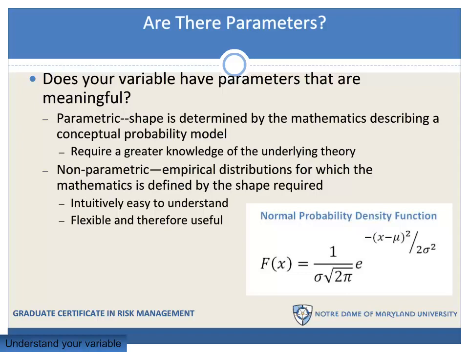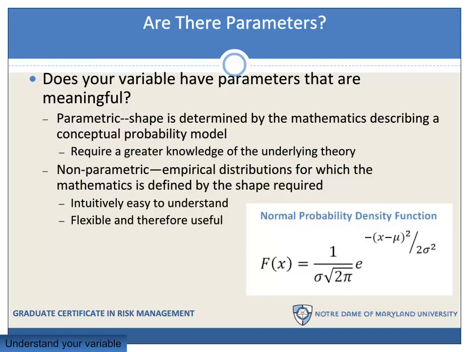Does your variable have parameters that are meaningful? So if you've got some data, we'd like to know if these data have parameters that are meaningful. Does it make sense to calculate a mean or a standard deviation? And remember, a parameter could be any characteristic of a population. The second biggest value in the population could be a parameter. The means and medians and all those sorts of things are more normal parameters.